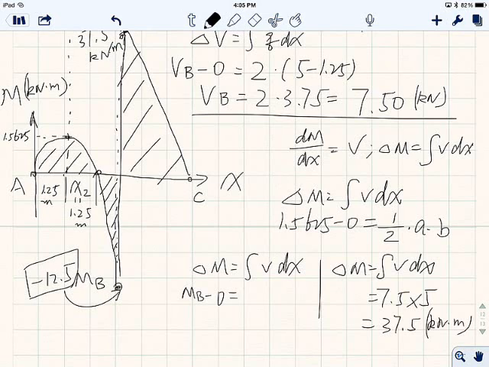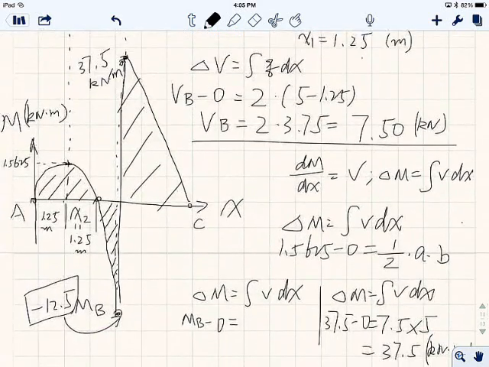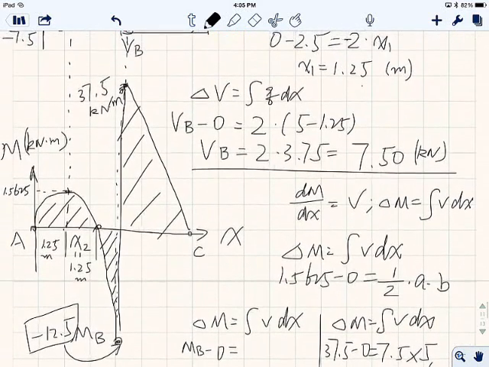Okay, so of course it's the same, right? Because delta M changed from 37.5 to 0, and the area underneath that shear diagram is a rectangular. That's also equal to 7.5 times 5. The same number, right? Make sense? Okay. All right. So this is how it's calculated.